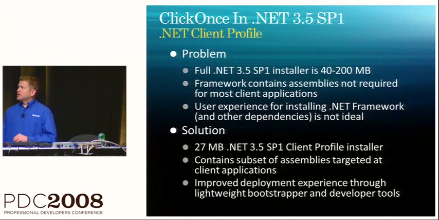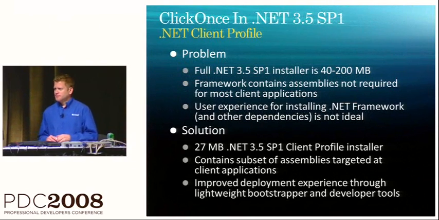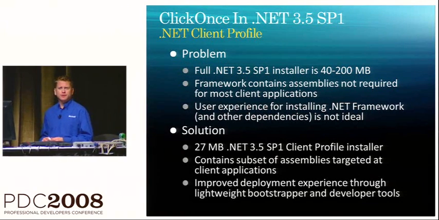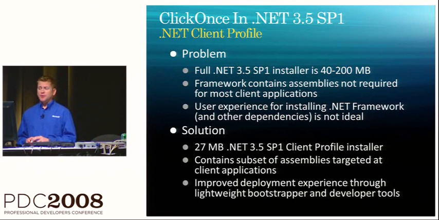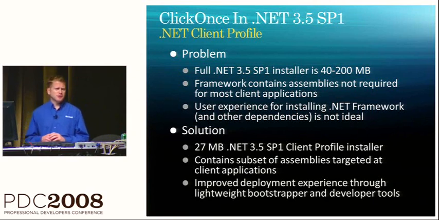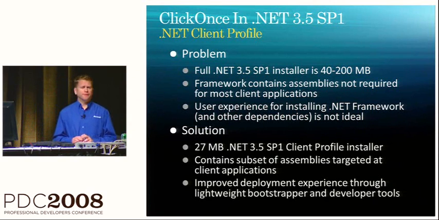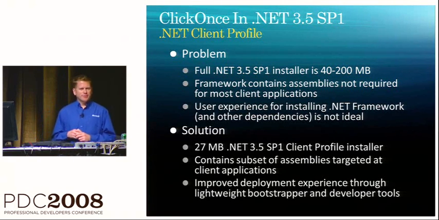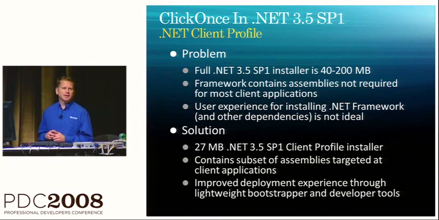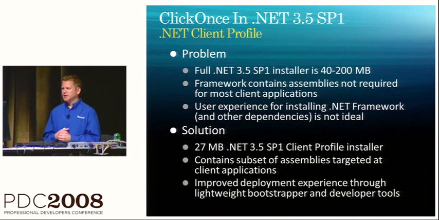So let me talk a little bit about the .NET Client Profile. For those of you who have deployed the .NET Framework before, you know the problem here, right? The .NET Framework 3.5 SP1 installer, depending on what version you're installing and what platform you need to install it on, is anywhere from 200 to 400 megabytes in size. So it takes a real long time to install. If you're developing just a client application, the .NET Framework contains a lot of assemblies that aren't really required for your application. Maybe they're good for web apps or servers, but for a client application it contains a lot of stuff that you don't actually need, so there's a lot of bloat in there.